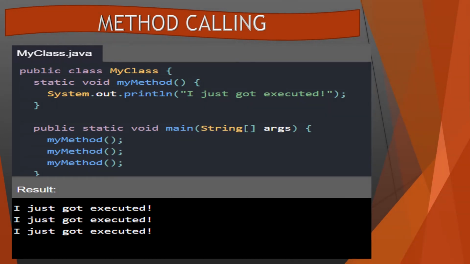A method can also be called multiple times, as you can see in our example here. Again, we still have the user-defined method, which is myMethod, inside the class named MyClass. And in our main program, we call myMethod three times. As a result, we have this output: "I just got executed" displayed three times.